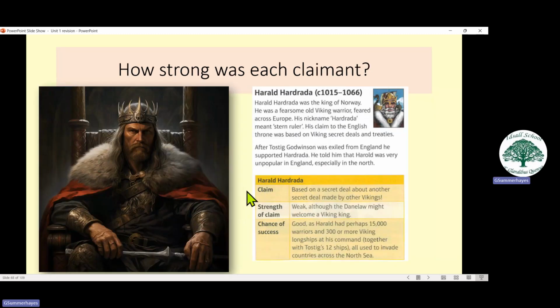Then you've got Hardrada, who was the Norwegian king and was related to King Canute. And apparently Canute had promised his father that he could become king, and then he hadn't because Edward had. So he thought that now was a good time to take back what his father had been promised. He was also a very good fighter. Hardrada means hard ruler.